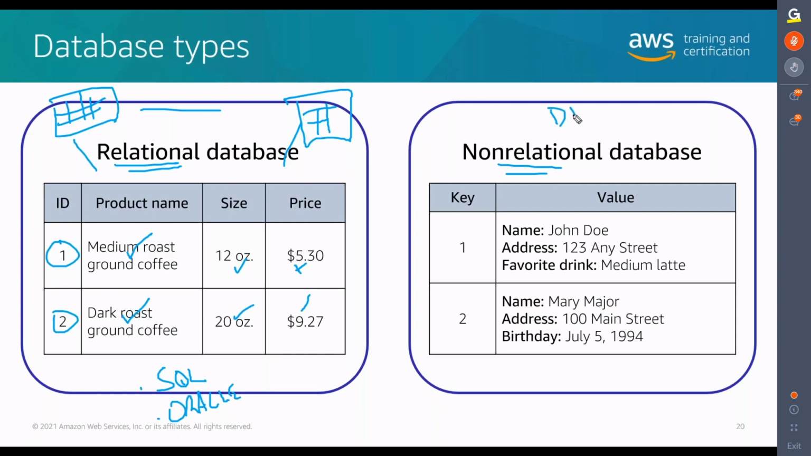DynamoDB is probably the most famous of them, but we have some others as well. We'll talk a little bit more about some of the others a little later in the chapter. But we do offer what's called a non-relational database. A non-relational database stores data as key value pairs. Right? So you have a key, you have values, as opposed to a rigid table.